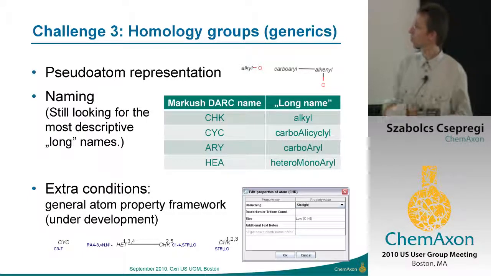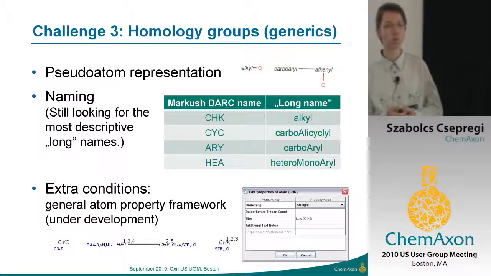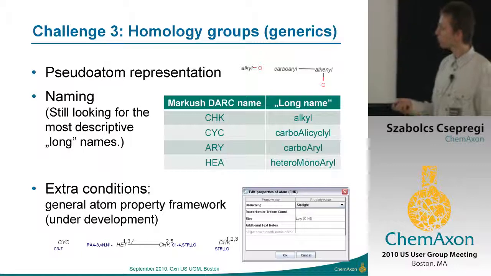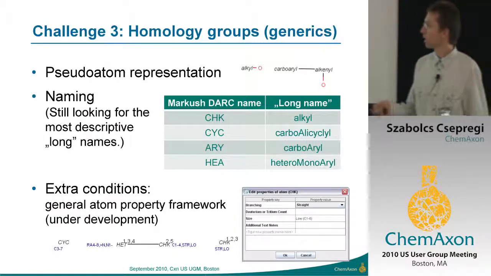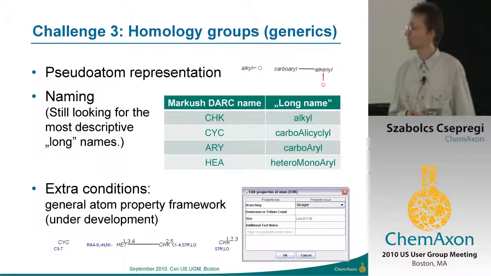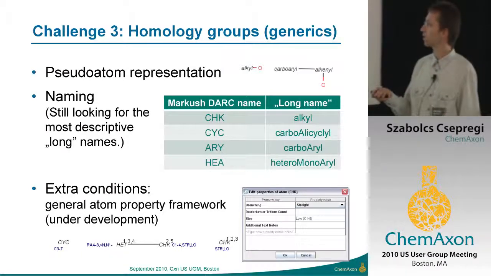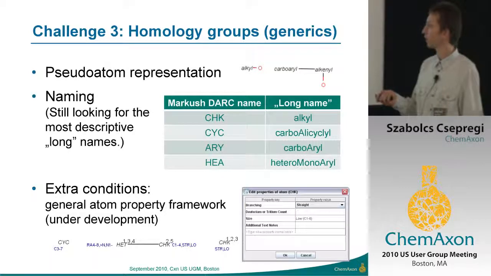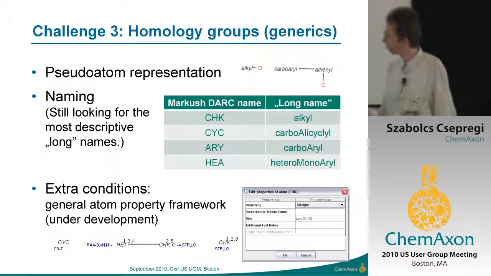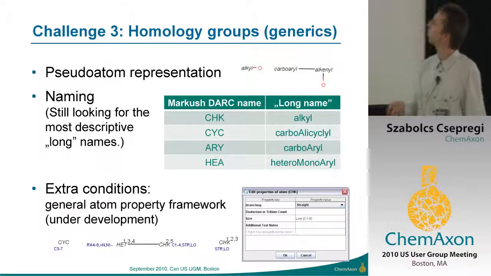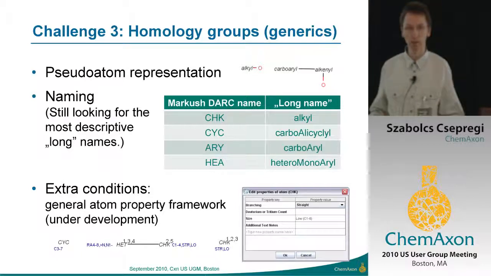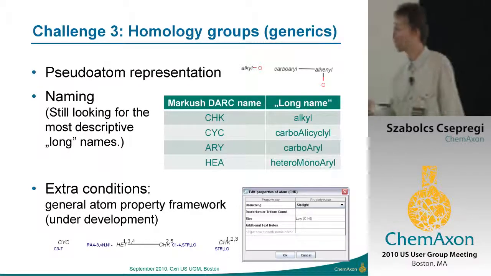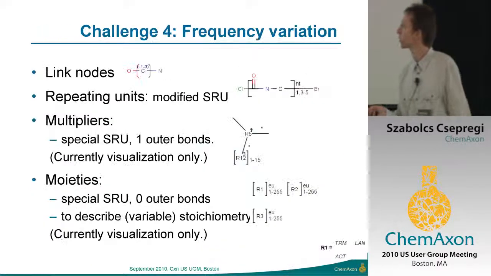Another complication with homology groups is the extra properties that are usually expressed on them. And for the representation of these, we have created a general atom property framework, which can not only represent these homology groups, but any other atom property. And this development is going to be released soon in the 5.4 version.